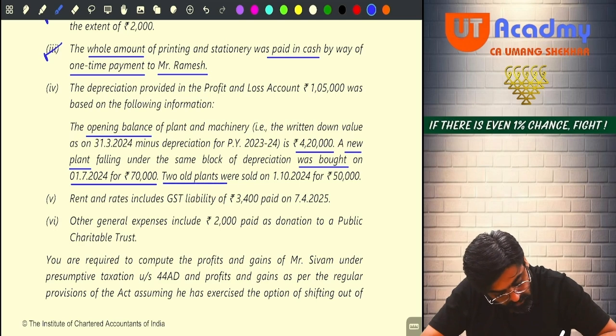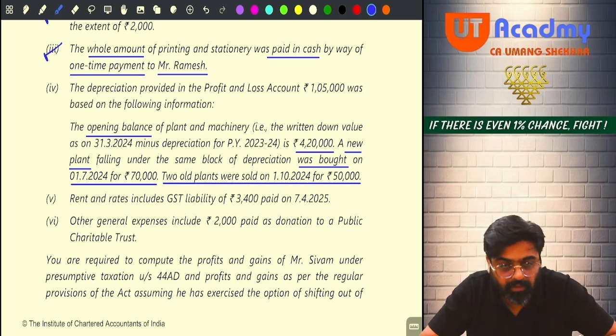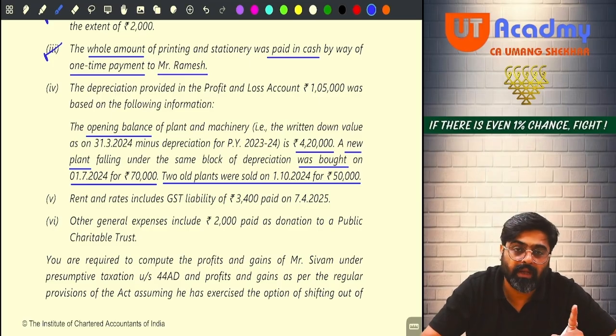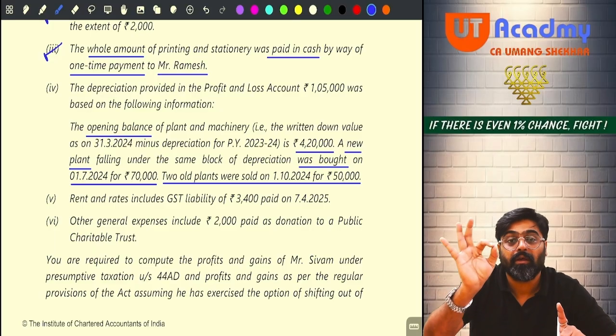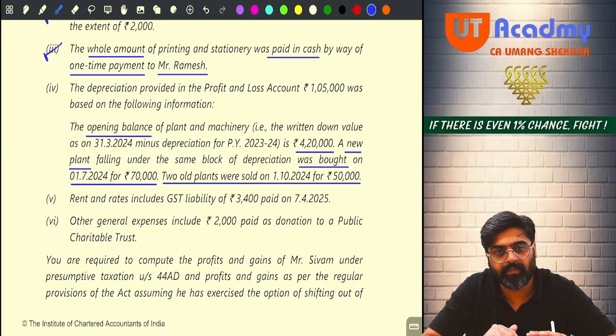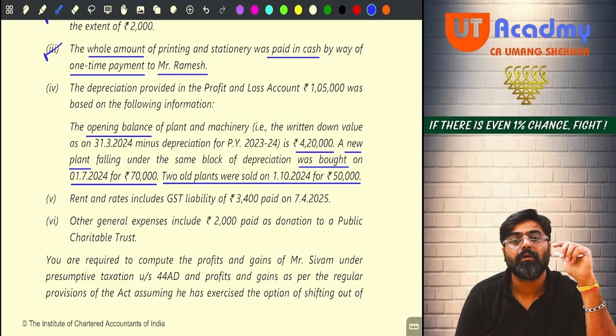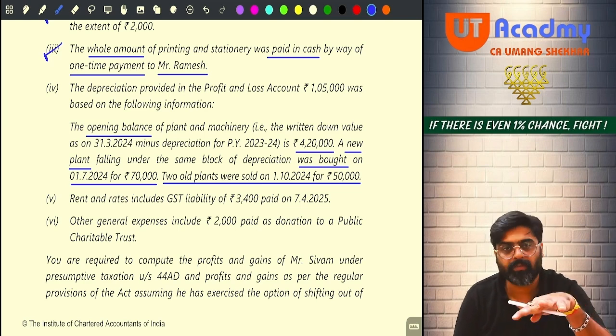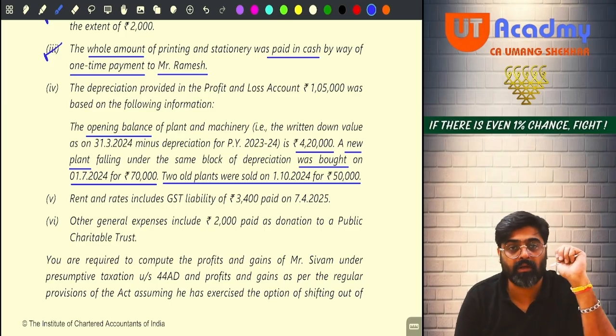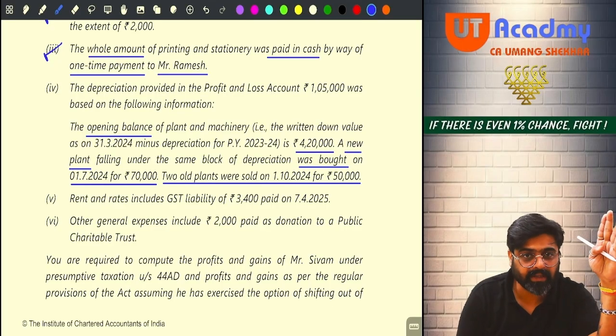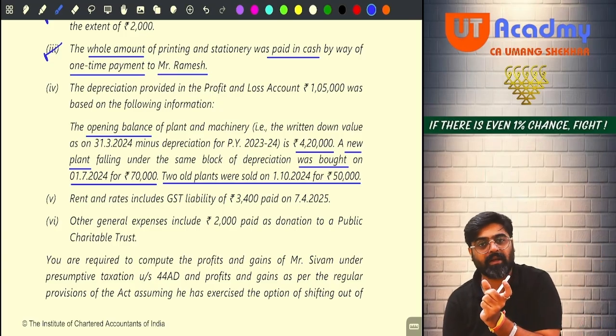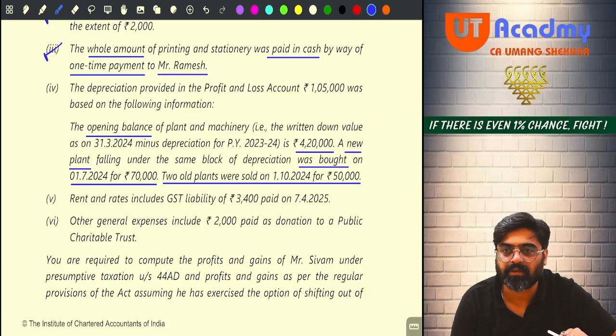Next one. 2 old plants sold on 1st October 24 for 50,000. Sir, for selling, don't see my birthday. Whenever you are selling assets from the block, don't see my birthday. Always see when the asset is acquired. So whenever you are selling, meaning in October if you are selling, tell me, will these 2 plants be there in the end? No. The plants will not be there in the block. So on these plants, no depreciation will be there. And the amount recovered on sale of these plants will be adjusted out of the cost as what? Deletions. So after adjusting this amount, whatever balance remains, this much is the cost that will be claimed in the form of depreciation.